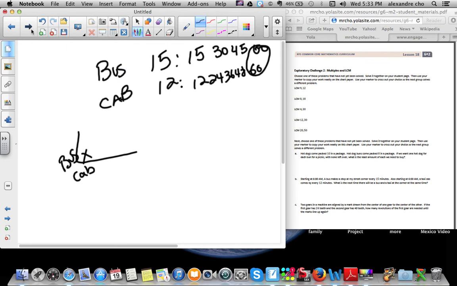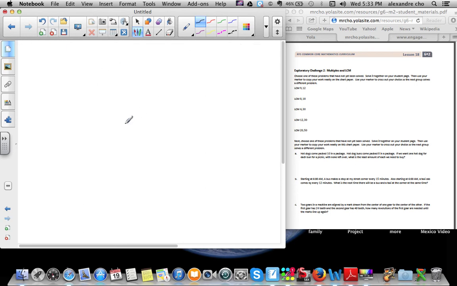And blah blah blah. 2 gears. 2 gears on the machine are aligned by marker on the center of one gear. The first gear has 24 teeth. The second gear, I don't like this question by the way, has 40 teeth. How many revolutions of the first gear are needed until the marks line up again?